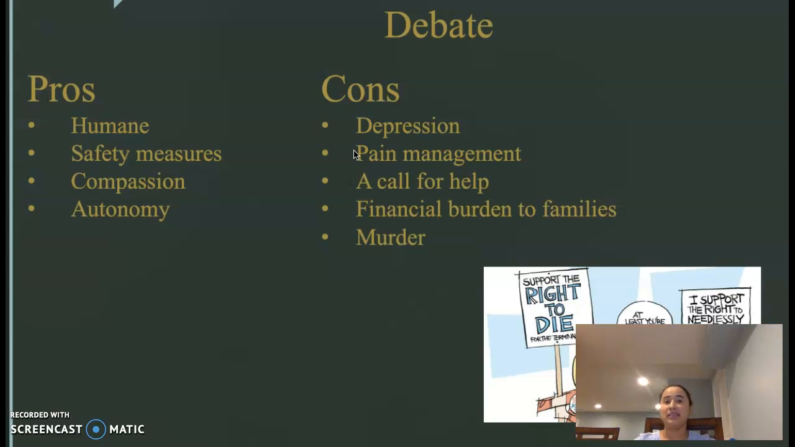This topic has a lot of controversy around it. You know, there's pros and there's cons. Pros are that it's humane, there are safety measures, and there's compassion as well as autonomy. The cons could be that the patient could end up being depressed, the pain management could not be controlled, and there is a financial burden to the families. You know, sometimes insurances do not cover physician-assisted suicide.